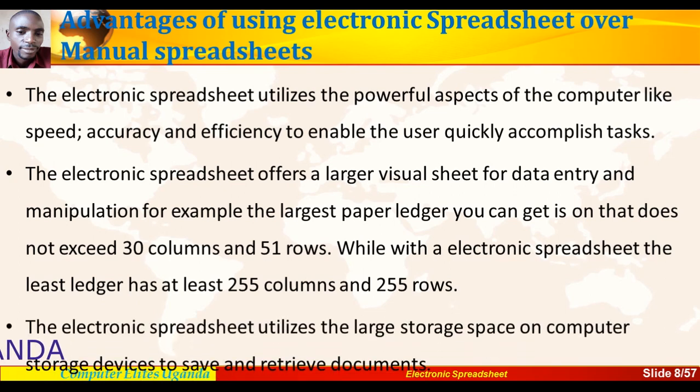Then we can also say electronic spreadsheet utilizes large storage space on a computer, storage devices to save and retrieve documents. So you can have a number of electronic spreadsheet files compared to when you're using the manual. Meaning, when you're using the manual spreadsheet, you will have a lot of papers and you will end up having some information on some of those papers get lost.